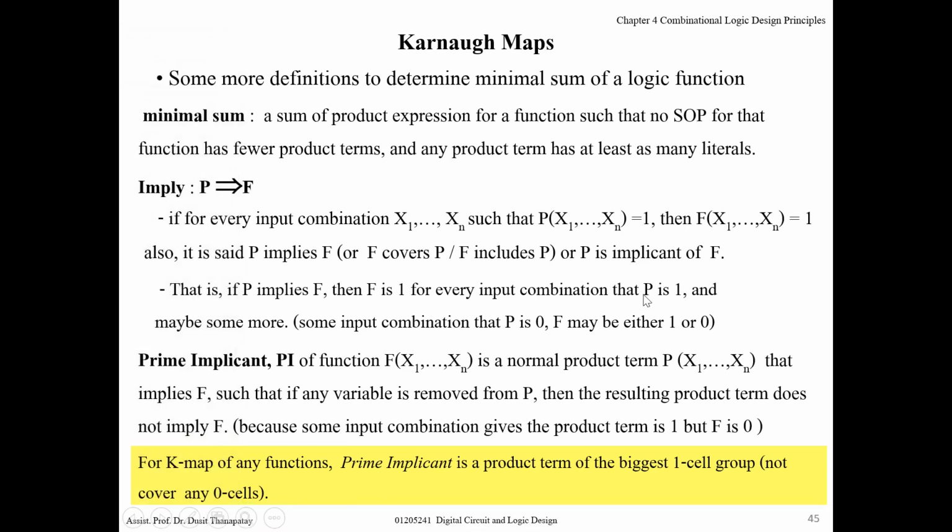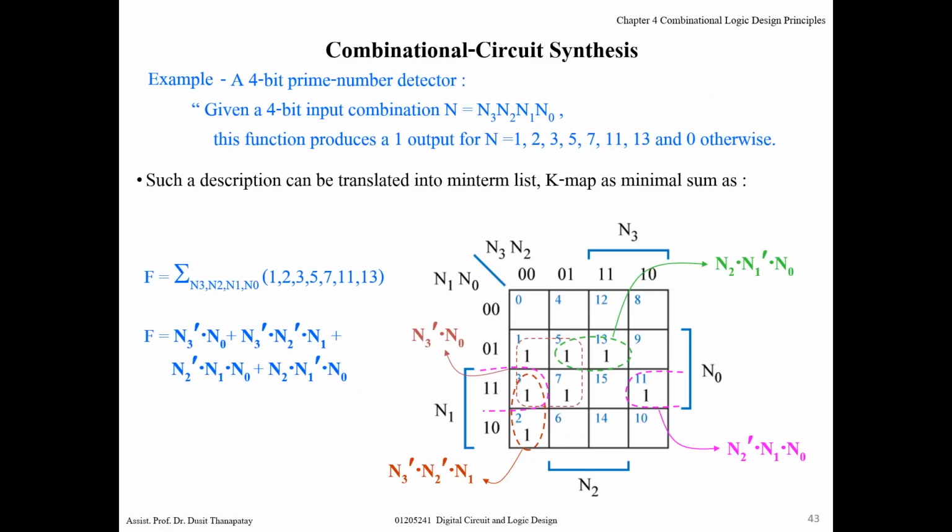The next topic has so many details, so I will tell you by conclusion. Some technical terms that you should know. The first one, minimal sum. Minimal sum means it is written in sum of product form with minimal terms and minimal variables. That's all. Namely, the result that you get by using Kmap is minimal sum.